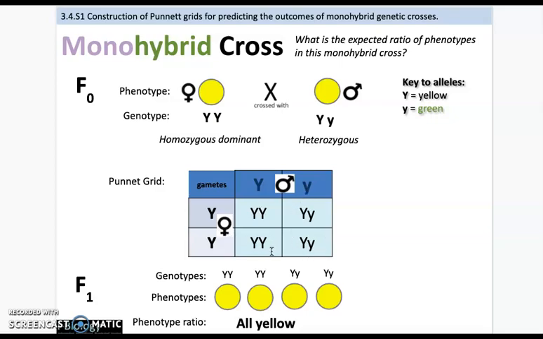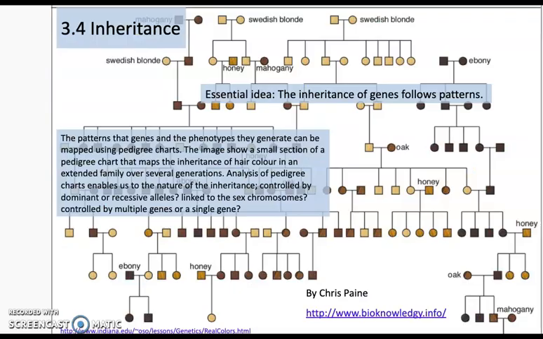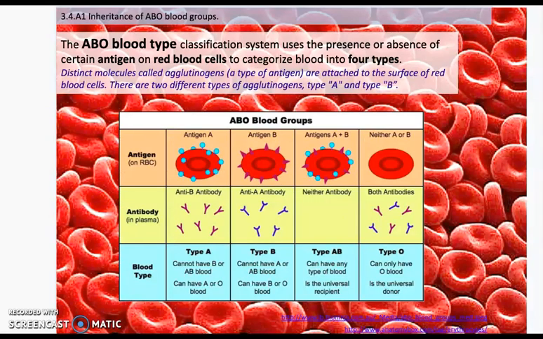We've got heterozygous. Okay, so if you remember the essential idea of 3.4, it's that the inheritance of genes follows patterns. So far we've talked about Mendelian inheritance patterns with simple dominant and recessive alleles. It gets more complicated than that. So this is codominance, an example of codominance, but it also has a recessive inheritance pattern as well.